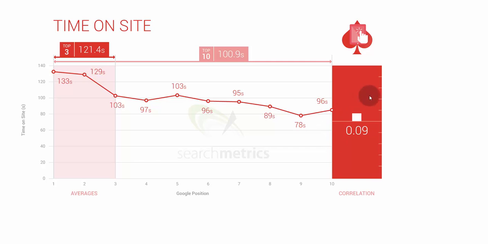Here you can also see there is a correlation of 0.09, or we can also say 9%, which denotes that the difference between the first search result and another search result's time on site is 9% significant.